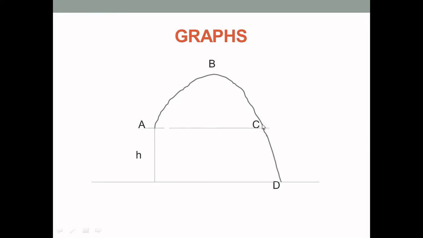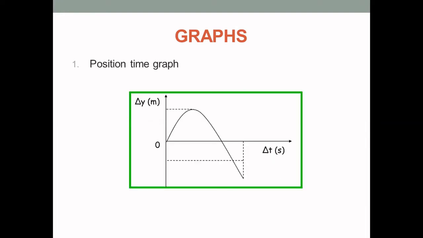So the velocity of the object at point C is the same as the initial velocity at point A, but it is downwards, in the opposite direction. The object hits the ground at point D, at the biggest velocity of the object. This is how the graphs look.